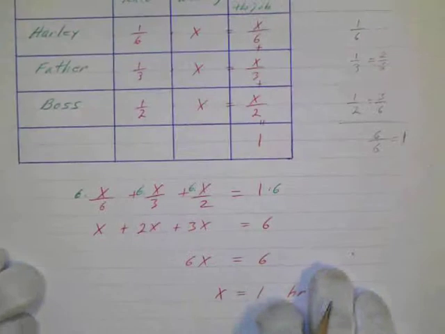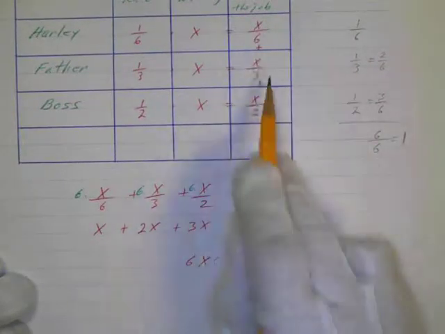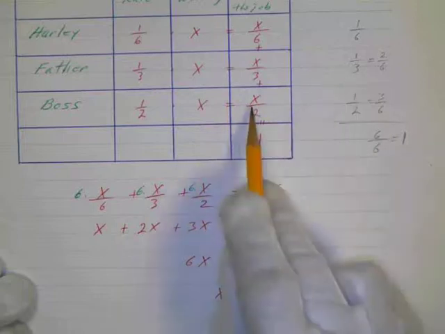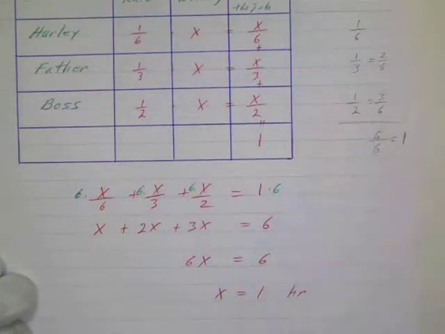Oops, you can see that over there. There we go. Again, in 1 hour, does 1/6 of the job, 1/3 of the job, 1/2 of the job, and if you put all those over a common denominator, add them up, you get 1 complete job. That worked out nicely.